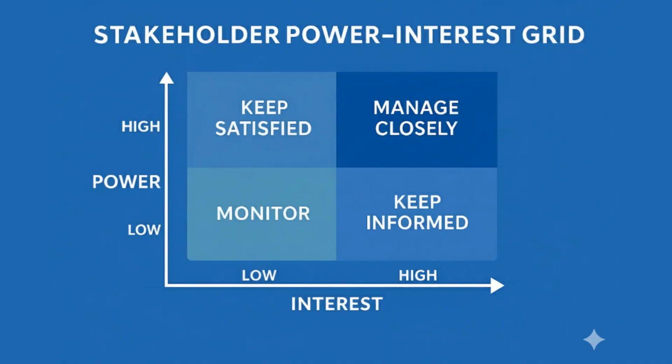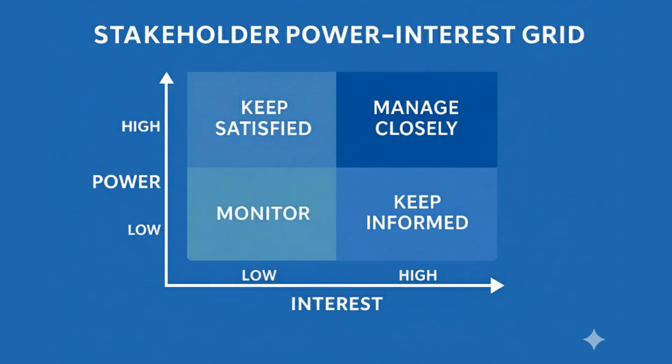Moving on to the last quadrant, which talks about low power and low interest, meaning these stakeholders will have a low level of authority and they're going to have low interest in the project. For these stakeholders, you're going to monitor them. Minimum effort is what is going to be utilized in engaging them. These stakeholders will have little influence and limited concern. Let's take an example here. Peripheral vendors or minor support staff.